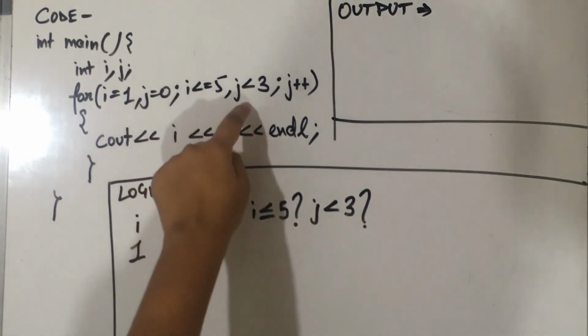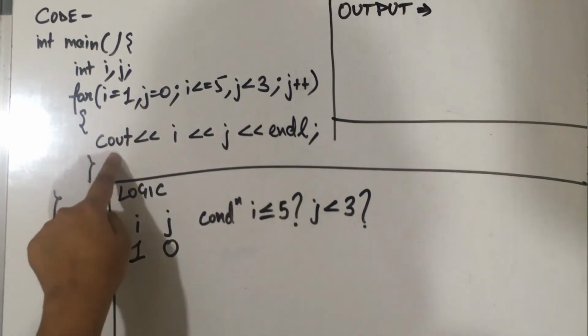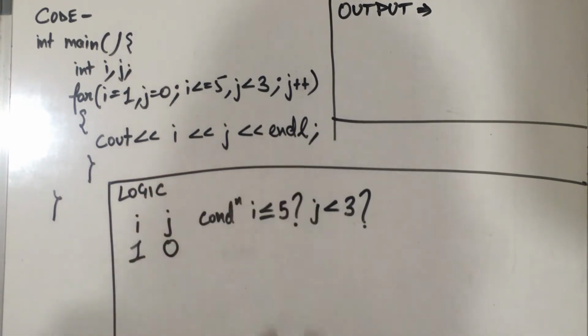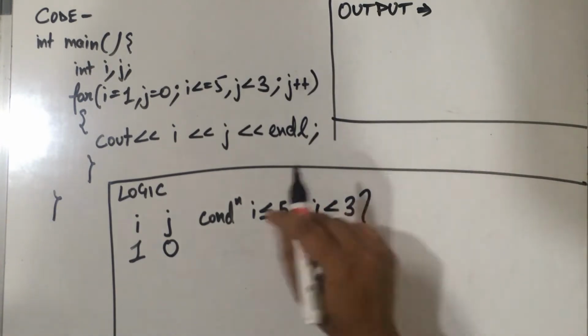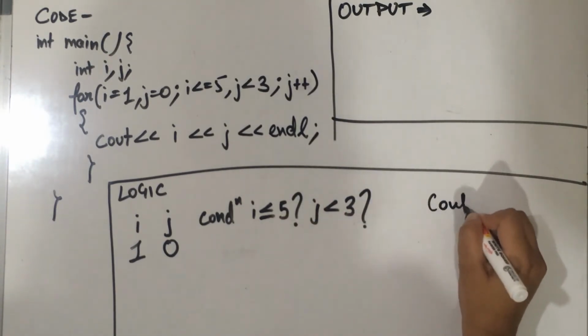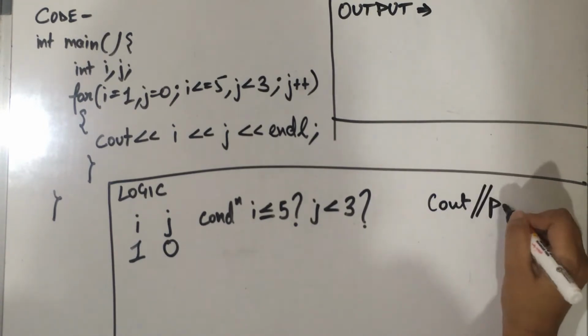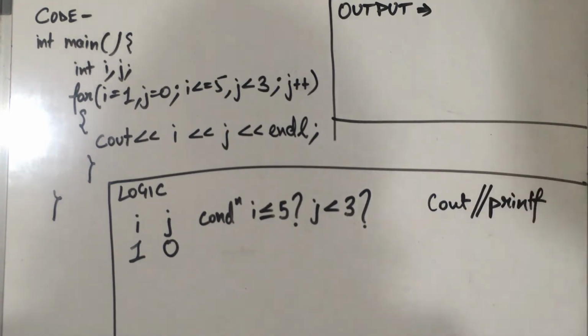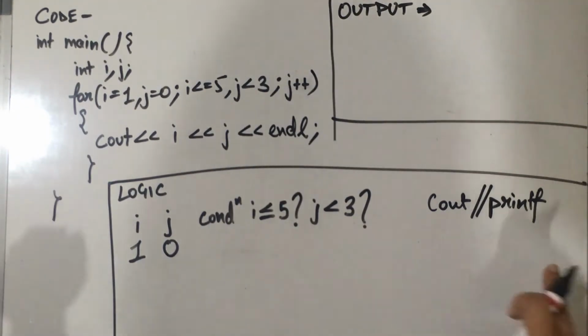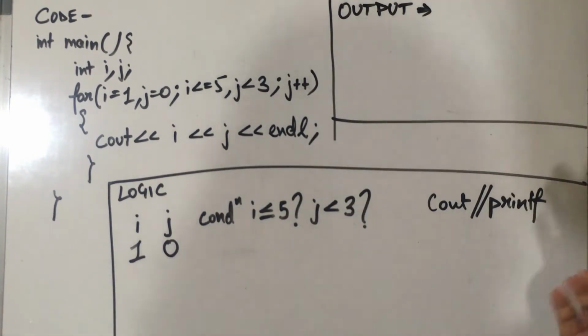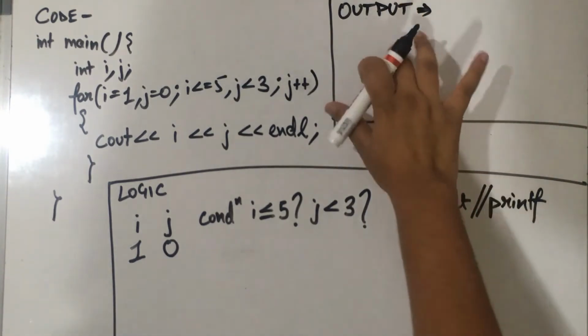Then after the condition check, we go inside and we see that there's only one statement, which is cout i, j and endl. So cout is the same as printf. I'll write printf for people who are doing C language, and cout is in C++ language. They both mean the same thing. This is going to tell us what is coming in the output.